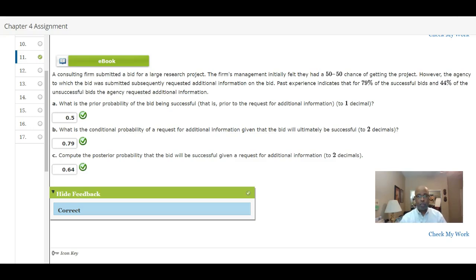Now, your textbook presents several methods for doing this. I'm going to demonstrate just one, which is called the tabular method. Well, let's take a look at the problem first.